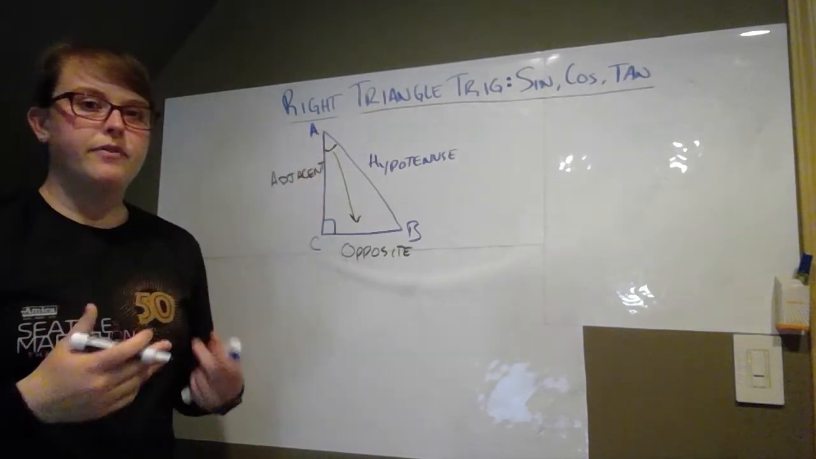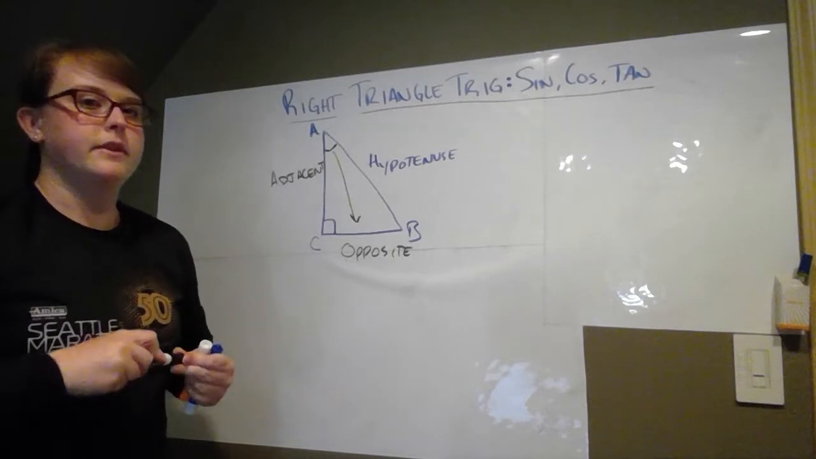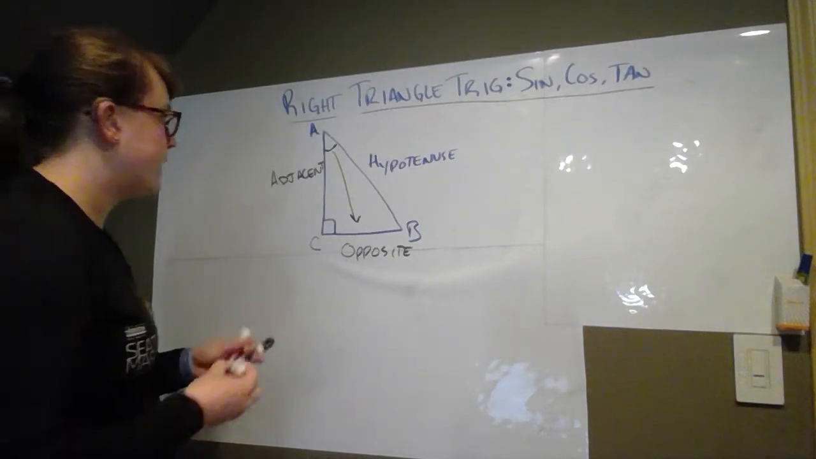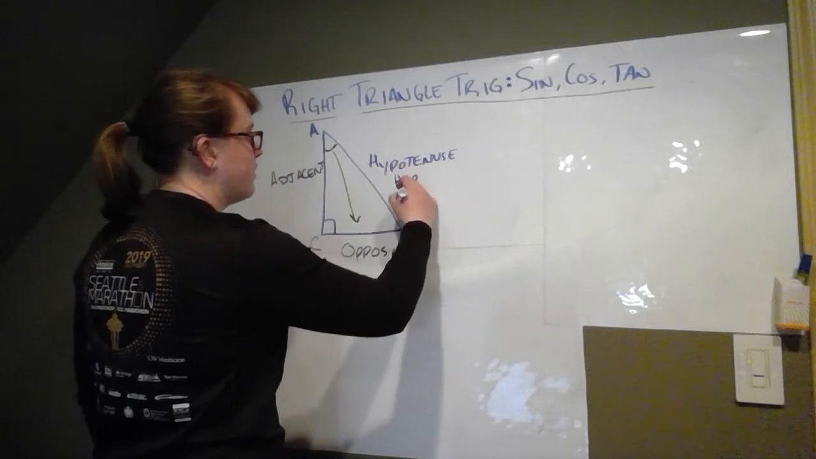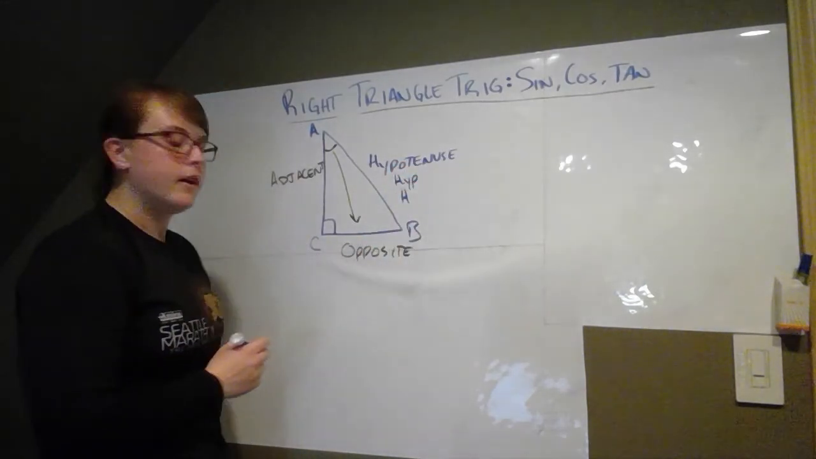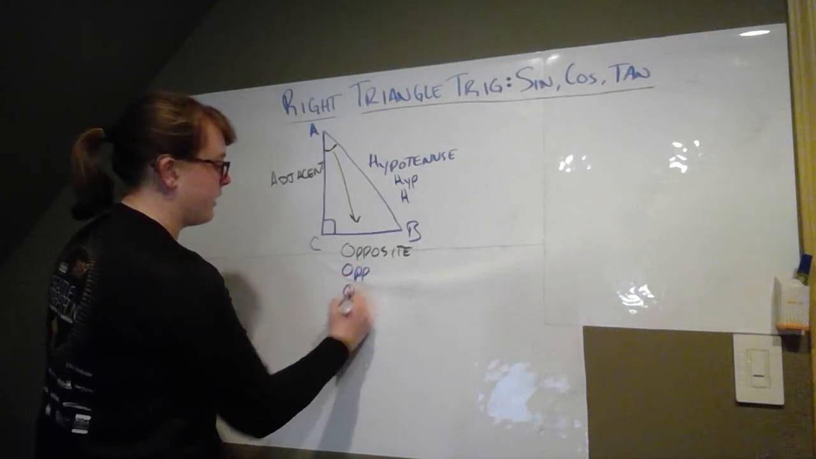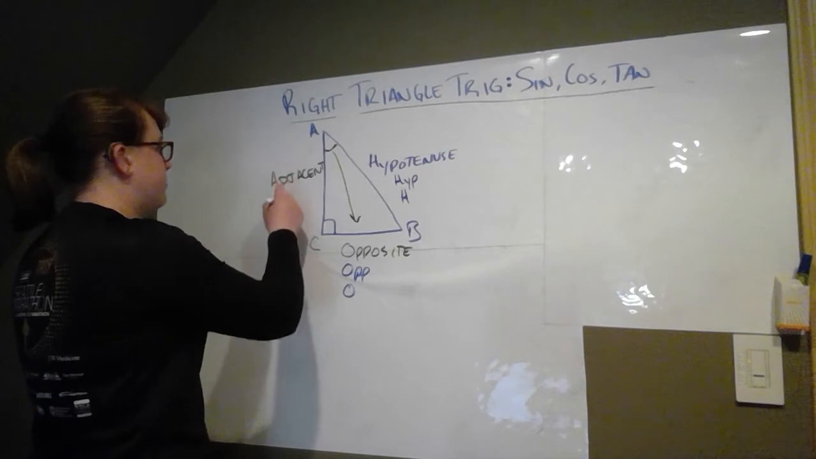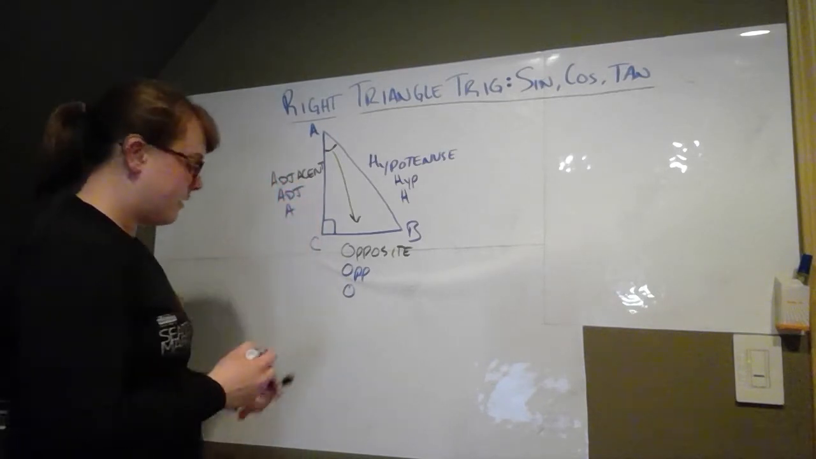Okay, and so that we don't have to continue writing the words opposite, hypotenuse, adjacent, I'm going to show some abbreviations really quick. Hypotenuse will either be abbreviated as HYP or as just the letter H. Opposite will be abbreviated as OPP or just the letter O. Adjacent will be abbreviated as ADJ or just the letter A.